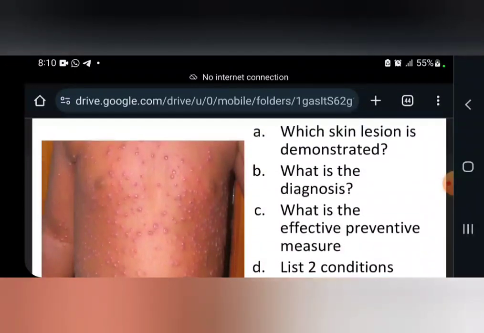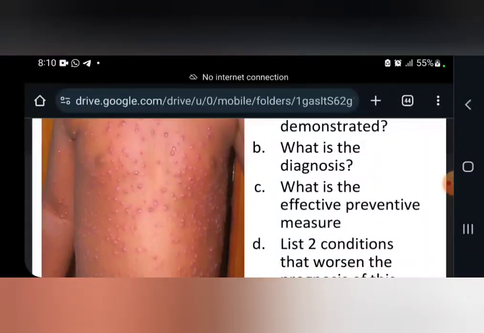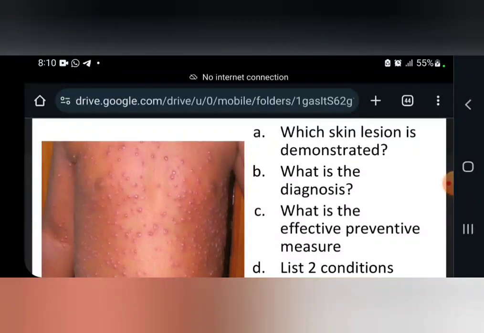Now, the next thing after those skin lesions, we have depressions. Is it clear? When a depression is less than 1 centimeter, it's called an erosion. And when a depression is greater than 1 centimeter, it's called an ulcer. I hope you're understanding. So if you see a depression on the skin that is less than 1 centimeter, call it an erosion. But if it is more than 1 centimeter, call it an ulcer.